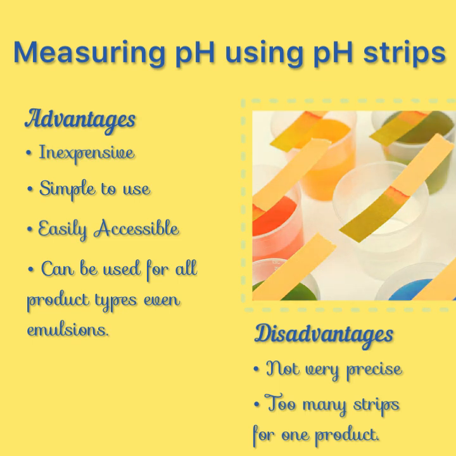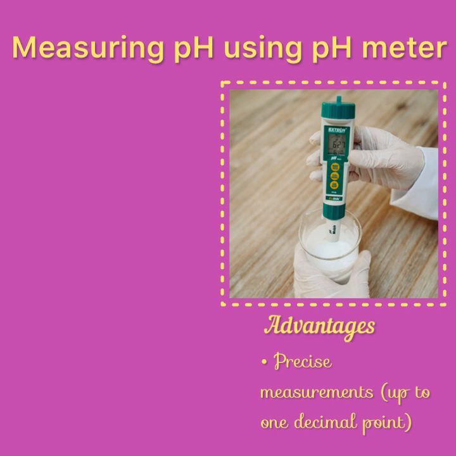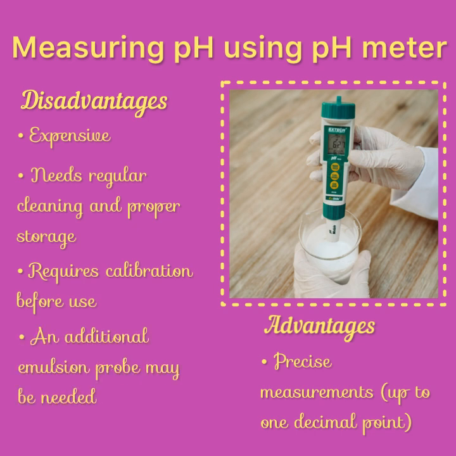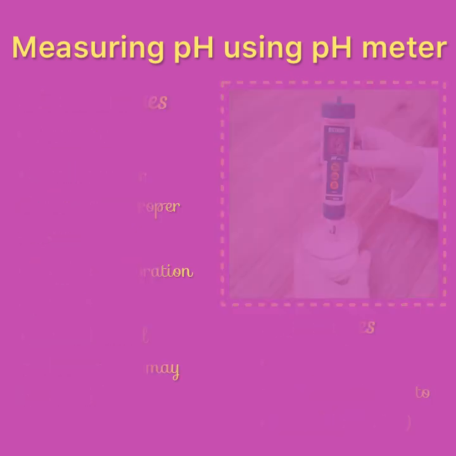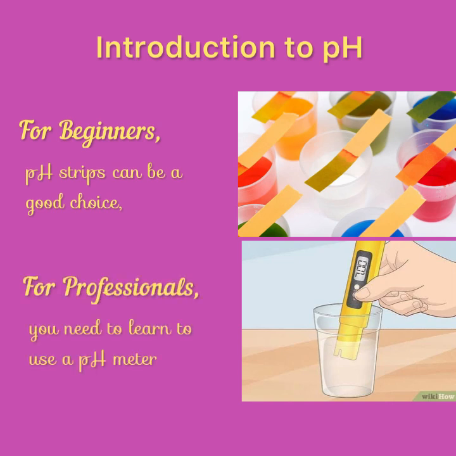Let's talk about measuring pH using a pH meter. The advantage of this is it gives precise measurements up to 1 decimal point, but the disadvantages are it is expensive, it needs regular cleaning and proper storage for it to be accurate, it requires calibration before use, and an additional emulsion probe may be needed if you want to get accurate pH measurement of emulsions. For beginners, pH strips can be a very great choice, but when you want to become more professional, you need to learn how to use a pH meter.